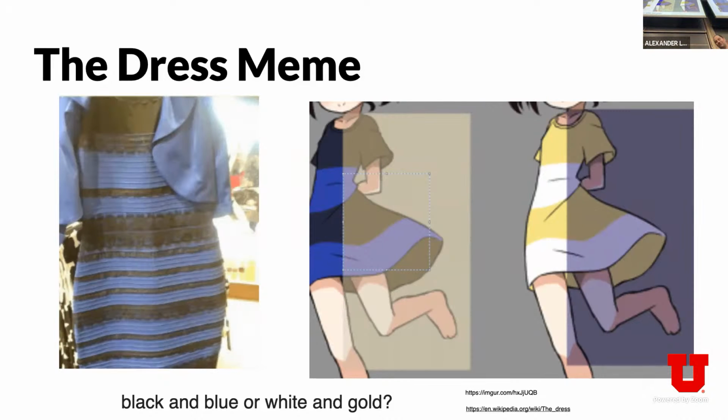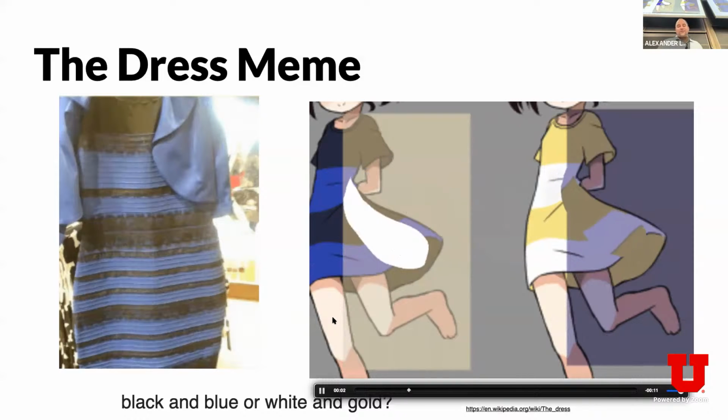So is it black and blue or white and gold? I think the official answer was it is black and blue. But it's not an easy question, because the pigment of the color of the dress itself is one thing, but then the light around it is the other thing. And then here's an animation that just slices out this particular segment.